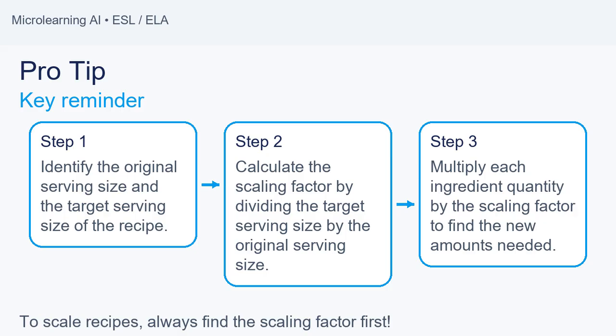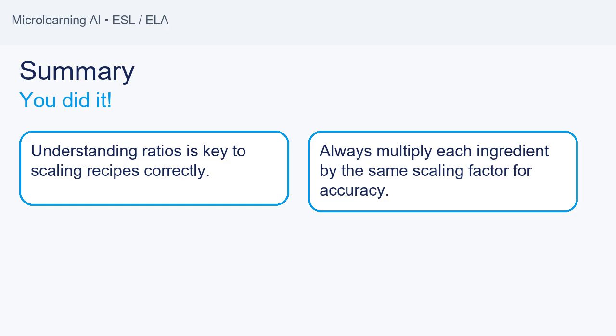Pro tip. To scale recipes, always find the scaling factor first. Summary. Understanding ratios is key to scaling recipes correctly. Always multiply each ingredient by the same scaling factor for accuracy.